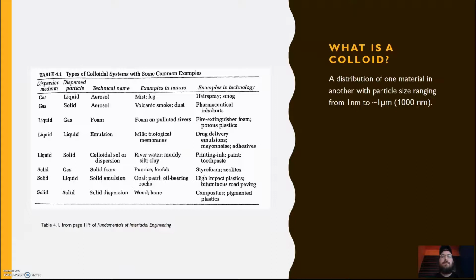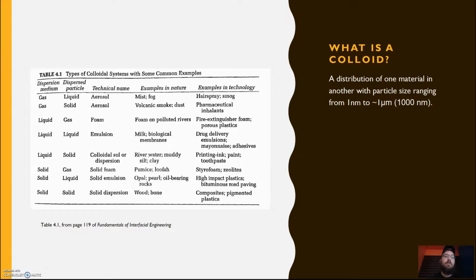A colloid, as defined by LibreText, is a distribution of one material in another in which the particle size ranges from 1 nanometer to approximately 1,000 nanometers, or 1 micrometer. Below 1 nanometer, particle size is almost indistinguishable from homogeneous solution and is treated as such.